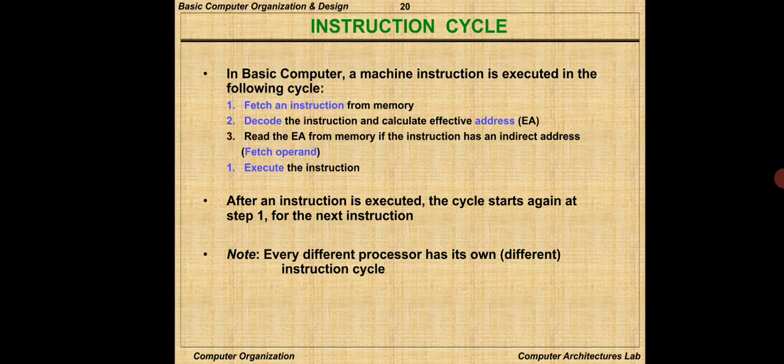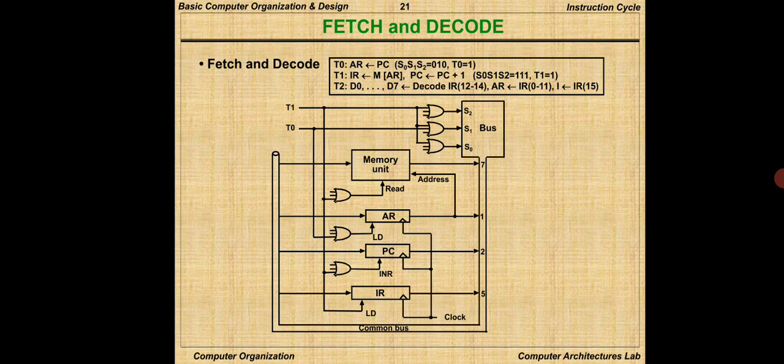Every different processor has its own instruction cycle. Basically, we have three instruction cycle phases: fetching, decoding, and execution.